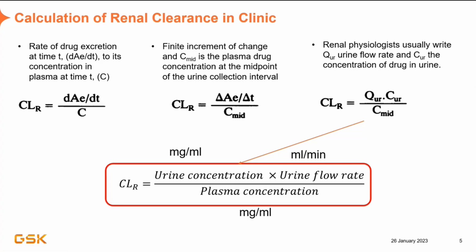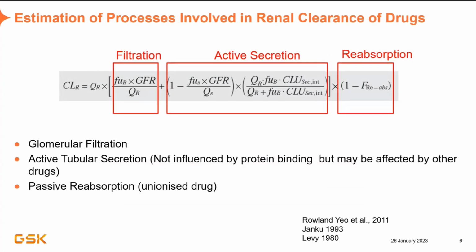Then they calculate the renal clearance. But when we talk to the renal physiologist, we see they report it as Q urine, which is the rate of urine production, and the concentration in the urine. So the urine flow times the urine concentration, divided by the plasma concentration in that period. And obviously, when we cancel out the units, we end up with renal clearance in milliliters per minute. But there are also easier ways to do this, and it's not always measured. Sometimes it's actually calculated or estimated.